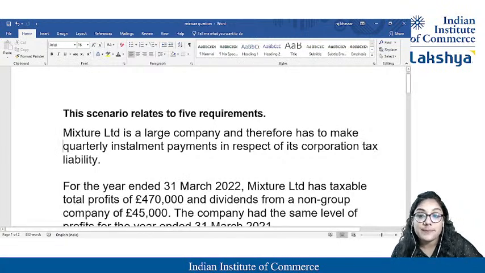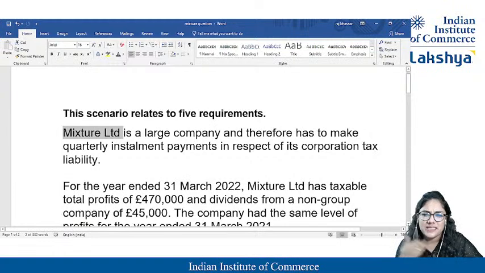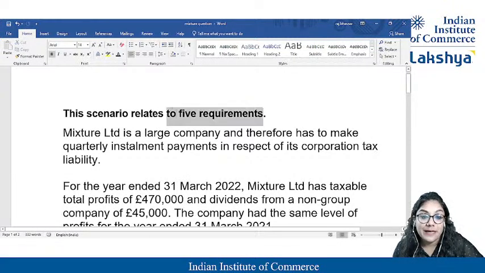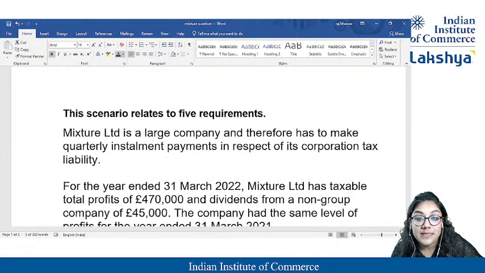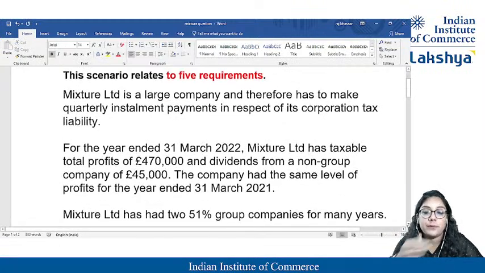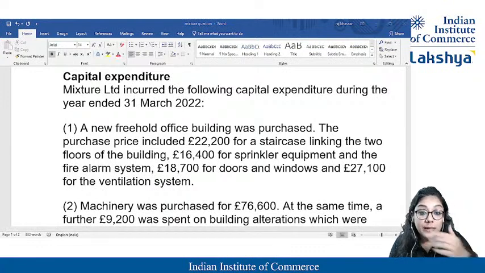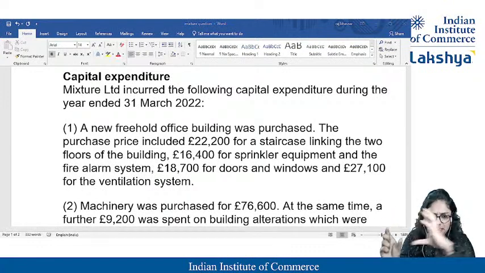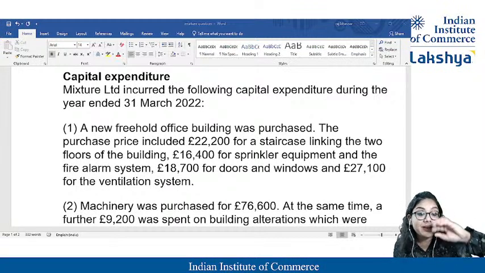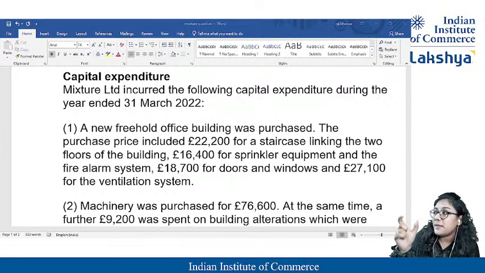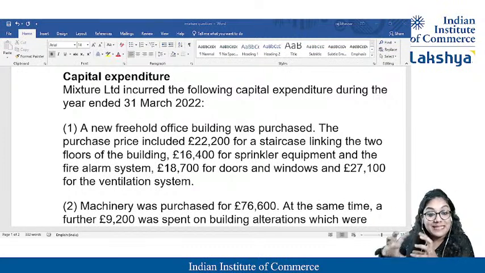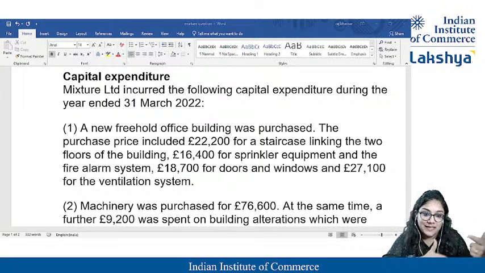There is a concept of Mixture Limited, and the question is for Mixture Limited. The scenario relates to 5 requirements. So how many requirements are there? Students, we need to answer 5 requirements. As I told you in the class, we will be provided with a background study and exhibits which we have to read. This is the first part. Let's figure out the first exhibit, like the adjustments, and then accordingly we have to answer.